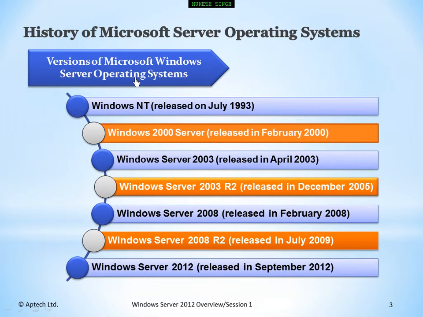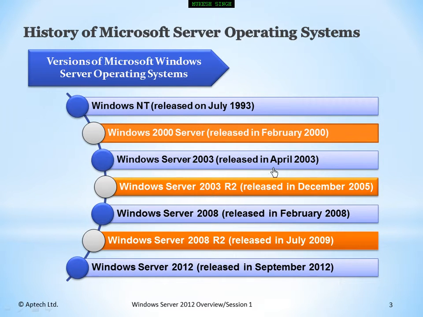First of all, like to look here, Windows NT released in 1993, then Windows Server 2000 launched in 2000, and then Server 2003 launched in April 2003. Then later on, Windows Server 2003 R2 in December 2005. Then Windows Server 2008 released in February 2008. Then Windows Server 2008 R2 released in July 2009, and Windows Server 2012 released in September 2012.